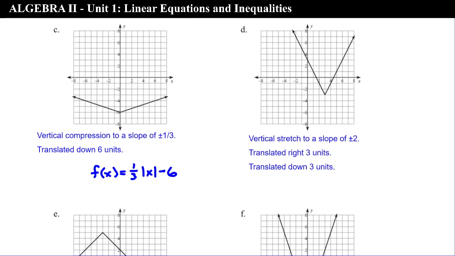And so when we go to write our equation for this, we end up with f of x equals, our slope goes on the outside, so that's 2, and then our translation to the right is going to go on the inside of the absolute value, so that's going to be x minus 3. Remember, minus going right. And then we're translated down 3 units, so we're going to put a minus 3 on the outside as well.